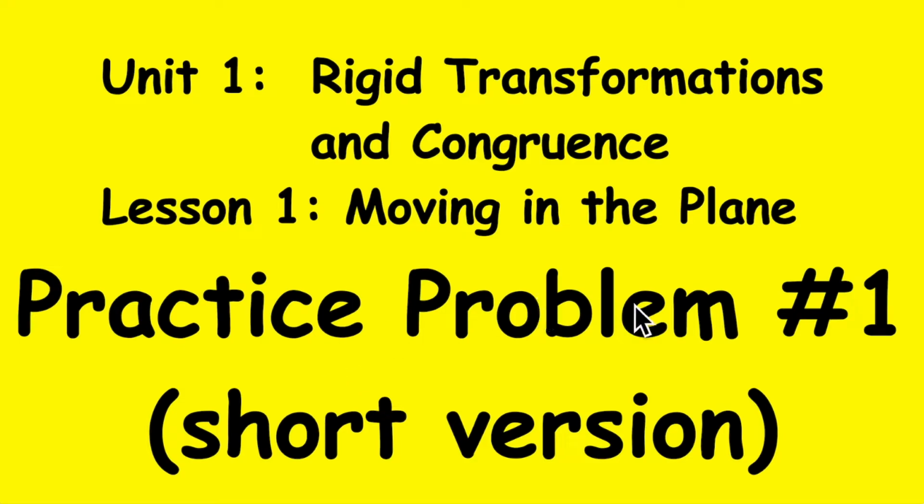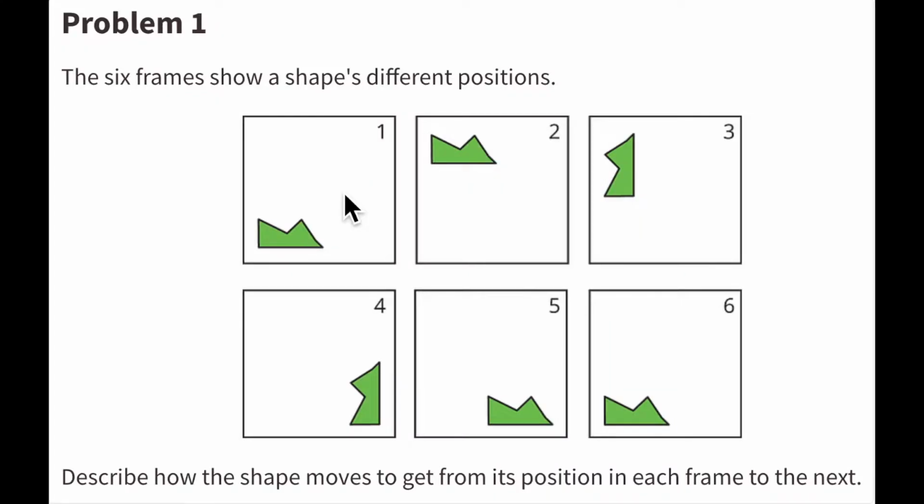This is practice problem number 1 from lesson 1, moving in the plane, and it's unit 1, rigid transformations and congruence. And this is the short version. In this problem, you are to describe how this shape moves from one frame to the next.